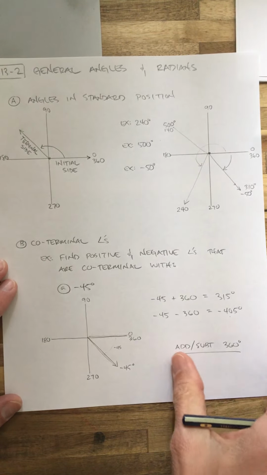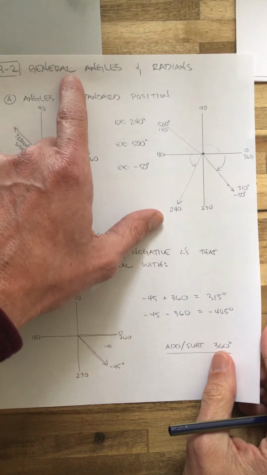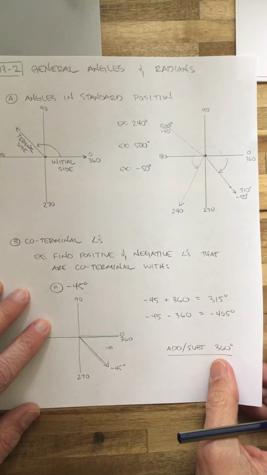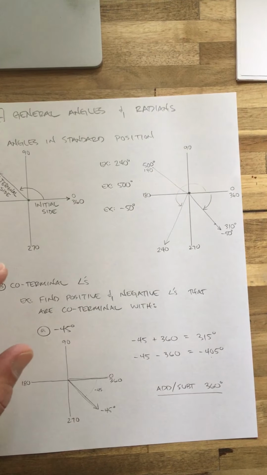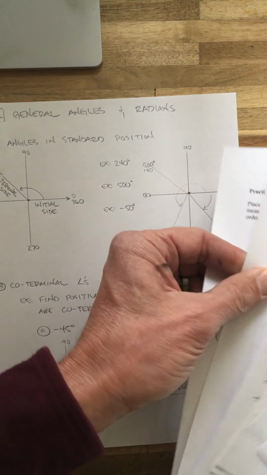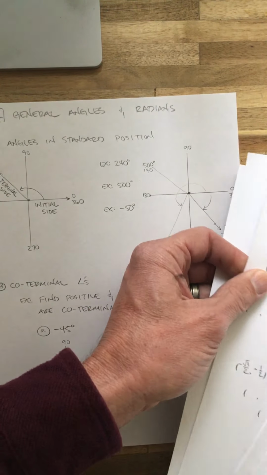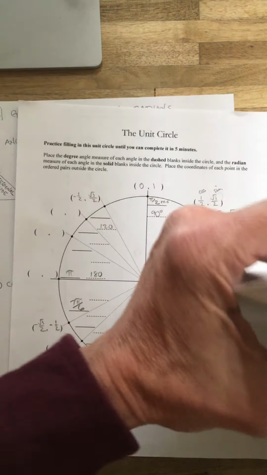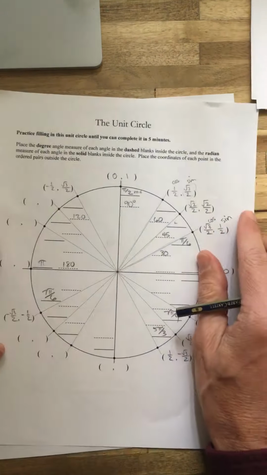So let's do one last thing. We talked about general angles. Now we're going to talk about radians. A lot of you guys already know about radians. Here, let me get my unit circle. Let's see, where's one that's already partially filled out? There we go. There's my unit circle here.